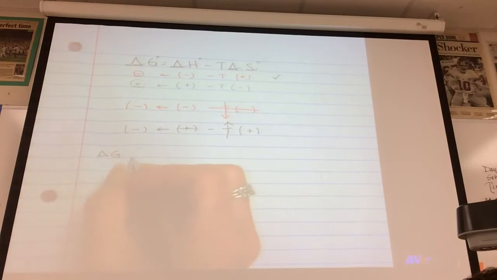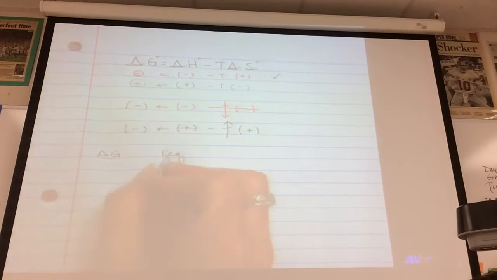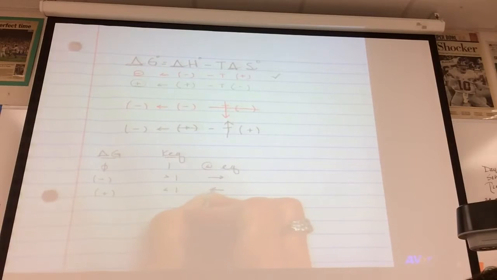Delta G, KEQ. Delta G is 0, KEQ is 1, so you're at equilibrium. When delta G is negative, KEQ will be greater than 1. The forward reaction is favored. Delta G is positive, KEQ is less than 1. Reverse reaction is favored.